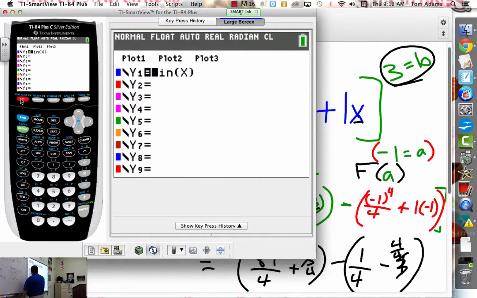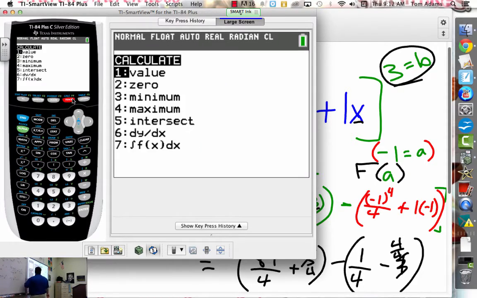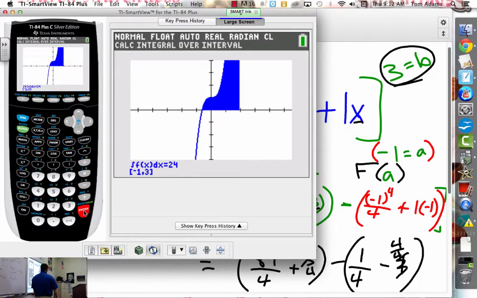The first way is to graph the function. So if I say x cubed plus 1 and I graph that, this is my graph. It'll be a cubic with a y-intercept of 1. What I want to do is find the area under the curve, so I hit second trace, which brings up my calc menu, option number 7. Lower limit of negative 1, upper limit of 3. And sure enough, it's 24. That's one way to double check it.